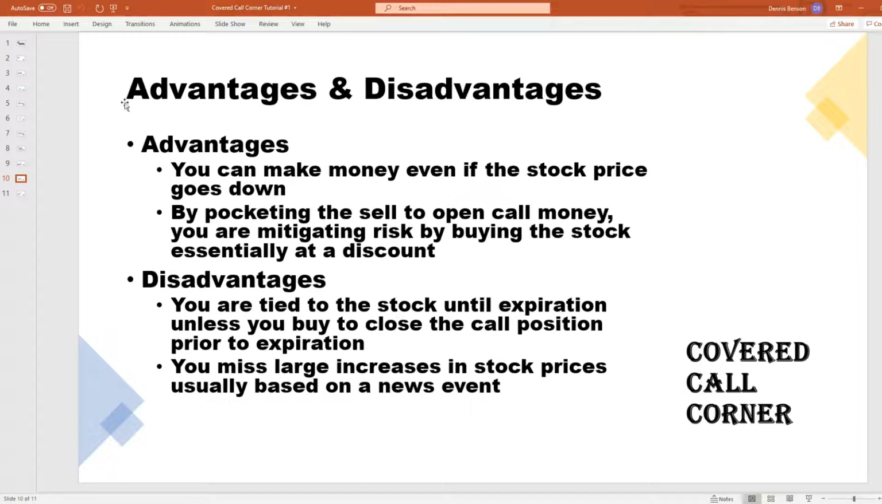All right, so what are the advantages and disadvantages of this strategy, the covered call strategy? Well, you can make some money even if the stock price goes down.